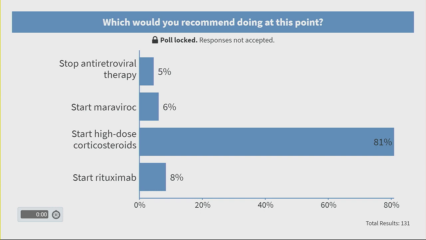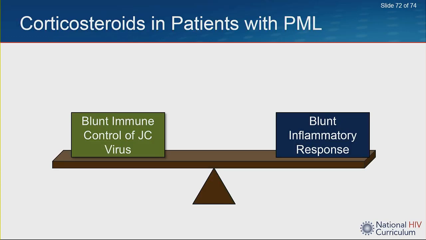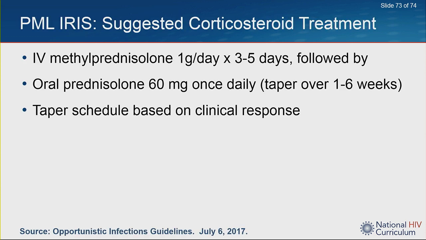I briefly wanted to show you what is in the guidelines, but also just to illustrate that this really is an extraordinarily difficult situation. I think it's the most difficult IRIS management situation you have, because you really can't even pull off the antiretrovirals and hope that you're going to get some improvement. So you're really stuck with, do you blunt the immune control or do you blunt the inflammatory response and take a risk that you're going to further immune suppress them with corticosteroids? And the answer is, as most of you chose.